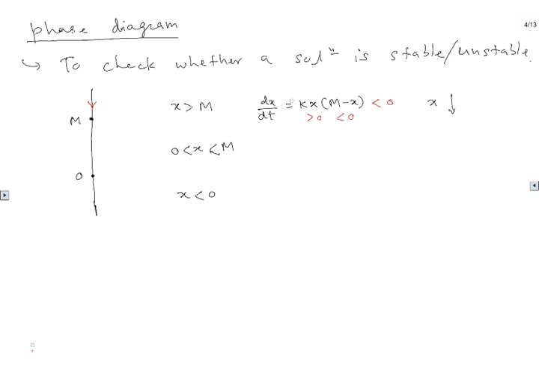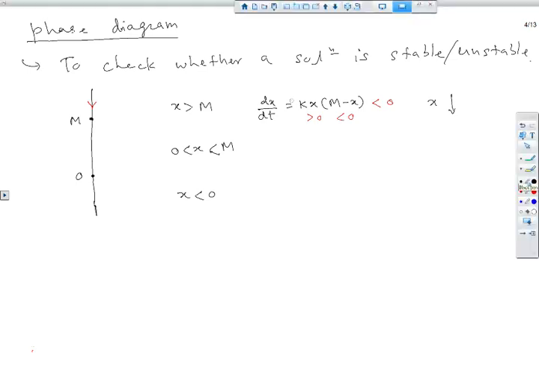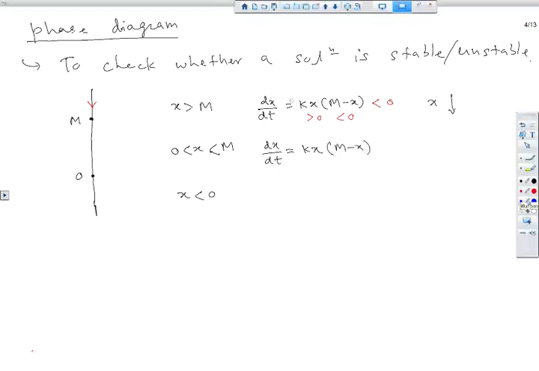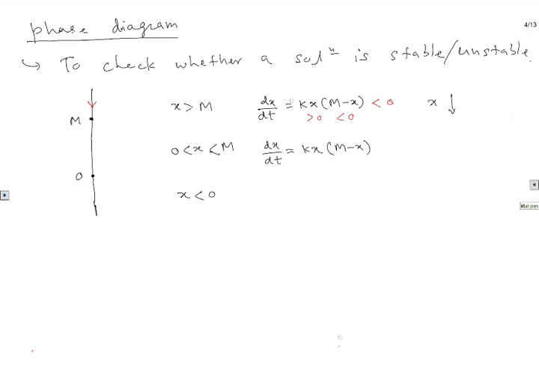Now do the same thing for the other case. You can see that dx over dt is k x (m minus x). In this case, if you pick a value in between the two, this is automatically positive and this is also positive, because you pick a value which is smaller than m and larger than 0. So that means the product is positive.